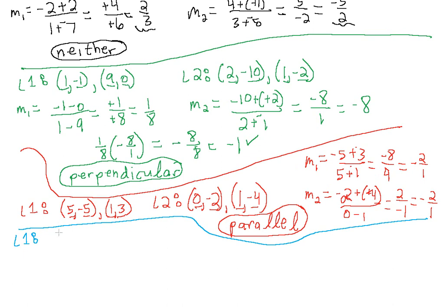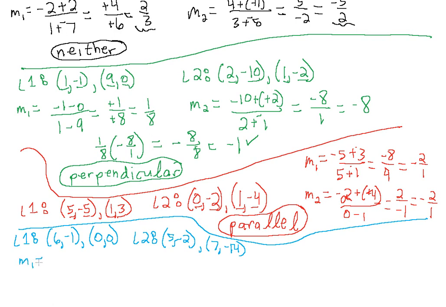Let's say we have line 1 that passes through the point (6, -1), and let's say it also passes through the origin, (0, 0). And then we have line 2 that passes through the point (5, -2) and (7, -14). All right, let's go ahead and find their slopes.